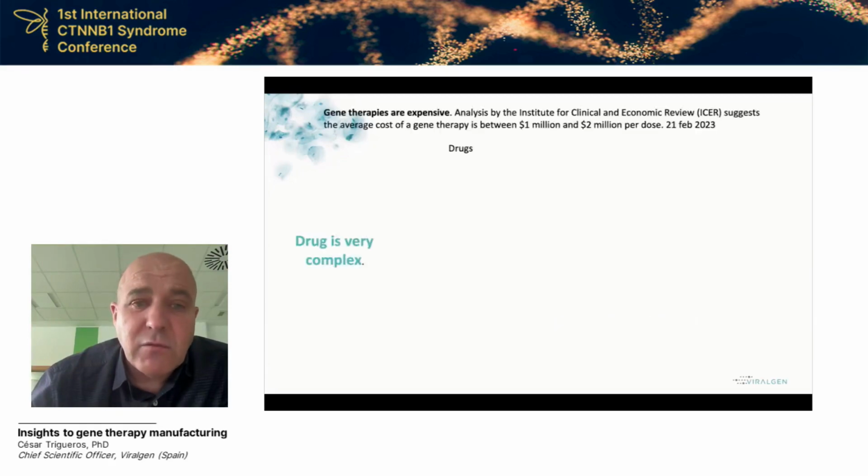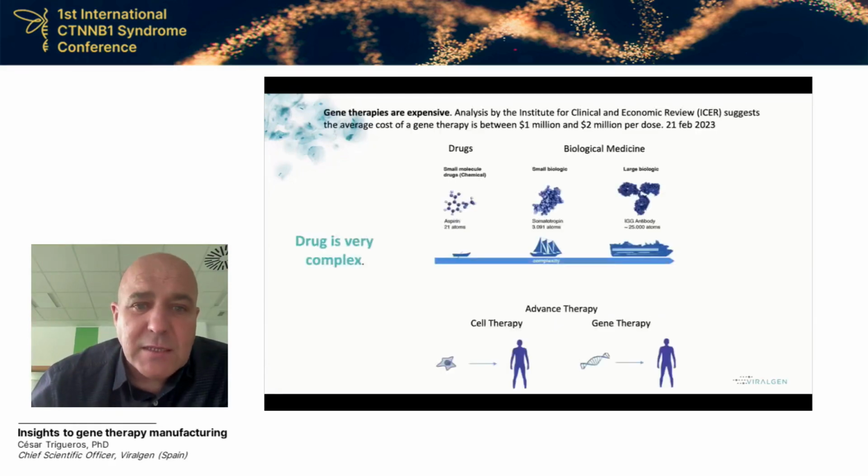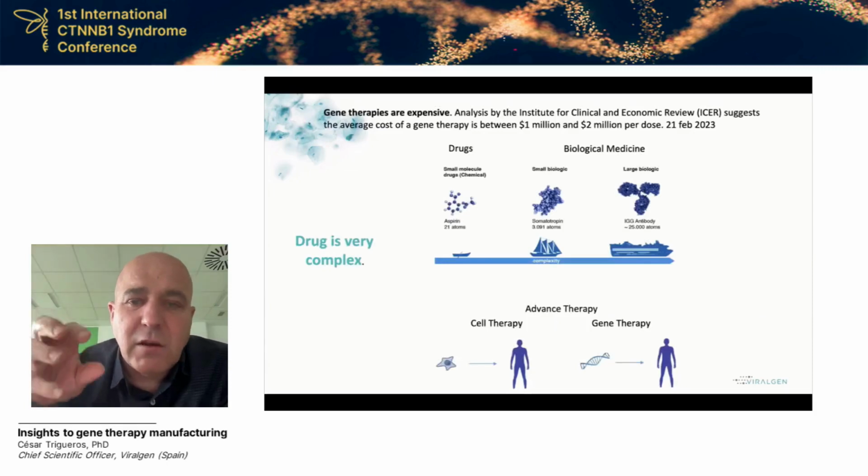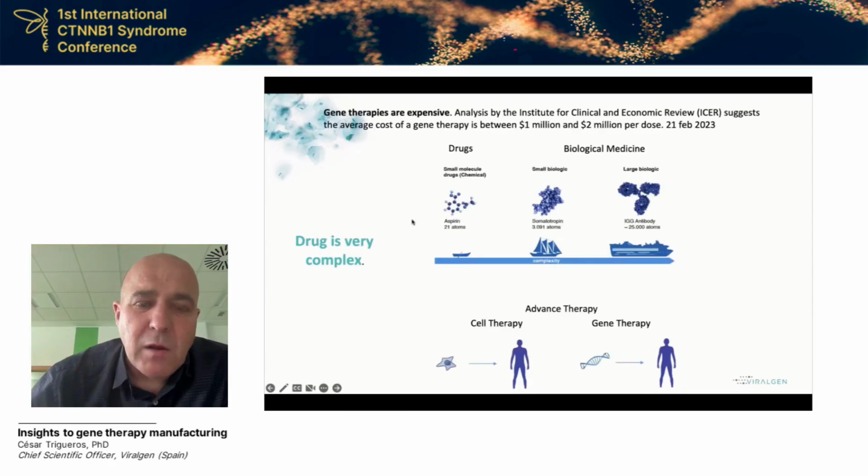What is the reason for that? The first thing is the complexity of the drug. Long time ago, we were starting to work with small molecules, like aspirin. That is quite easy, even if it's complex. It's quite easy to synthesize and to work with.